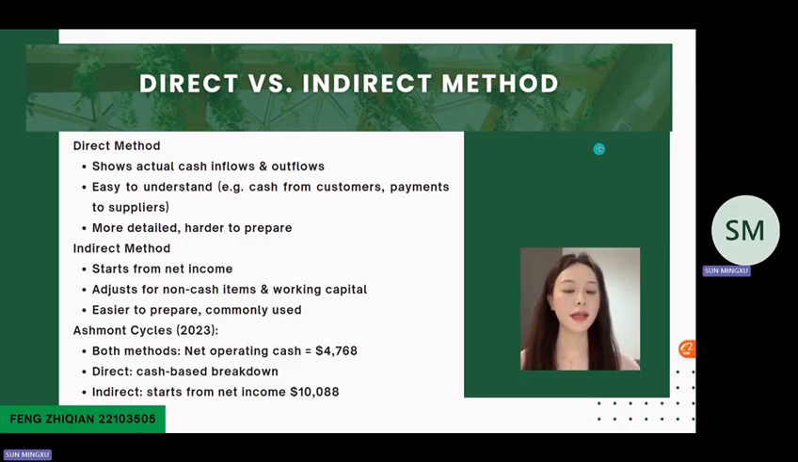In Ashmont Cycles' case, both methods resulted in the same net cash from operating activities, $4,768. The direct method shows the actual cash activity, while the indirect method began with the net income of $1,088 and adjusted from there.